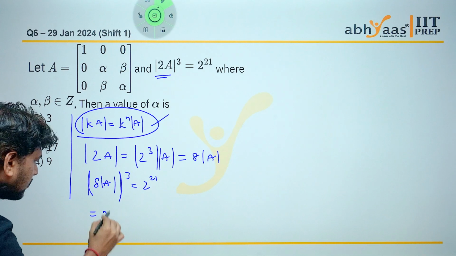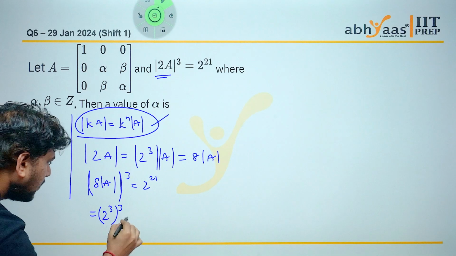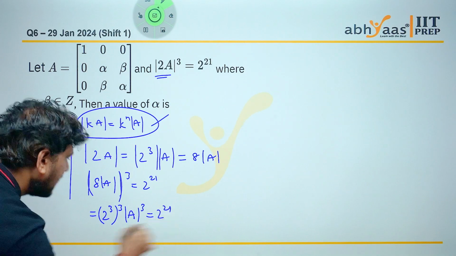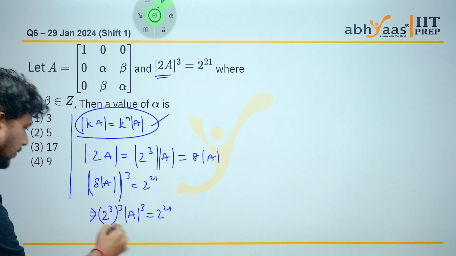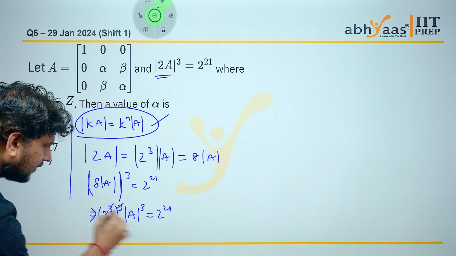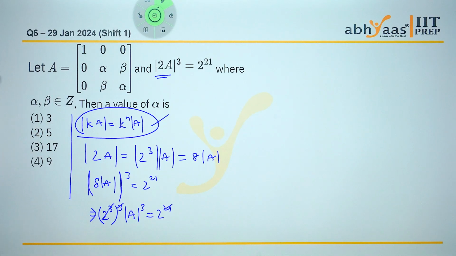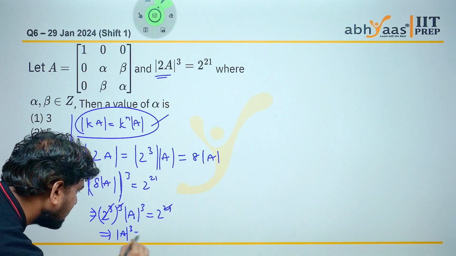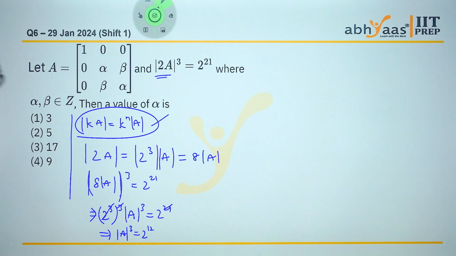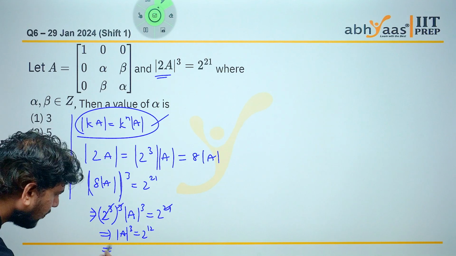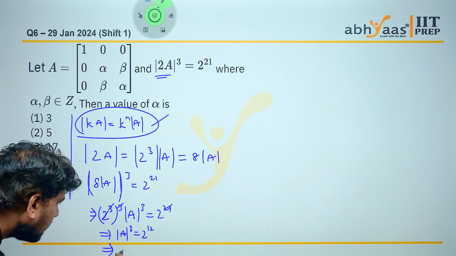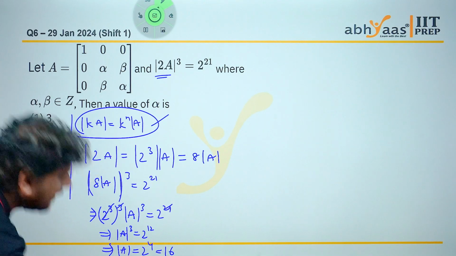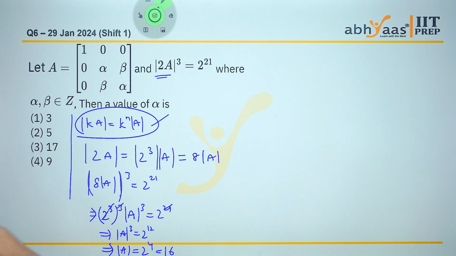So that equals 2 cube mod A cube is equal to 2 power 21. This is 2 power 9. Removing 2 power 9 from here, we will get 12. So mod A cube is equal to 2 power 12. Removing the 3, we have to take the cube root. So mod A is equal to 2 power 4. 2 power 4 is 16. Okay, so mod A is equal to 16.